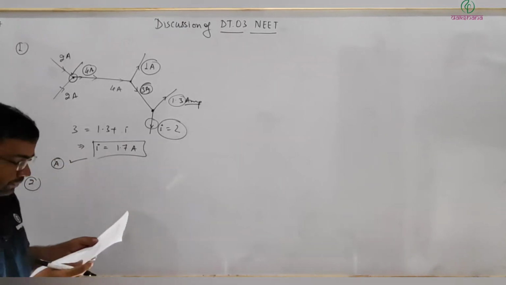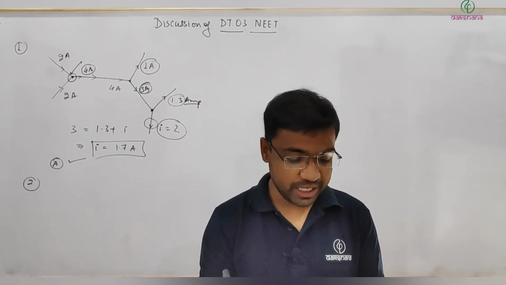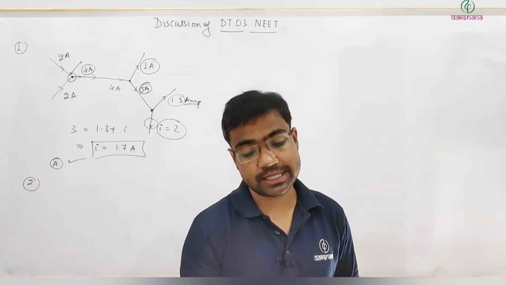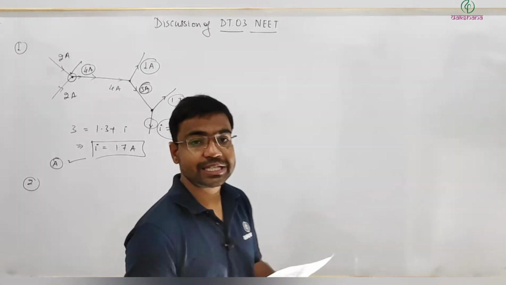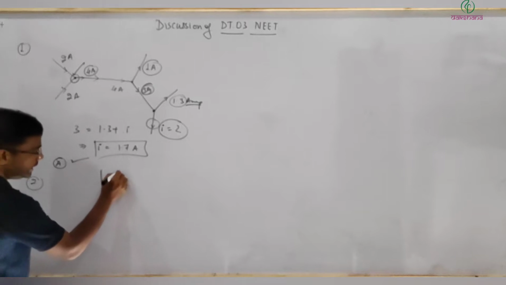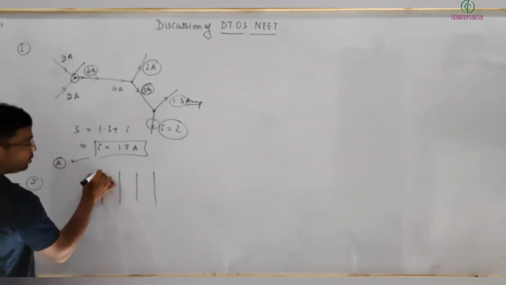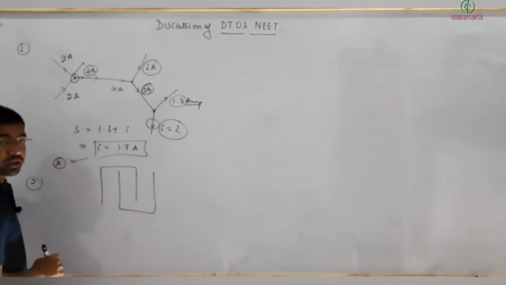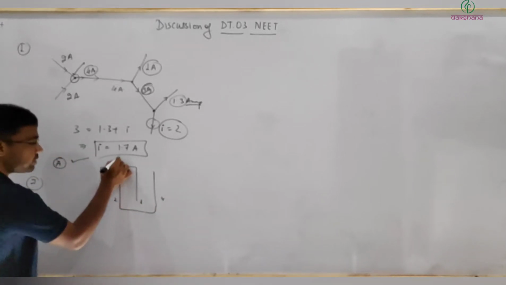Question number 2. A radio capacitor of variable capacitance is made of n parallel plates, each of area A and separated from each other by a distance d. The alternate plates are connected together. The capacitance of the combination is. Okay, so here see what I do: let's take 4 plates. So alternate plates are connected like this and like this. Okay, 1, 2, 3, 4. So the alternate plates are connected.